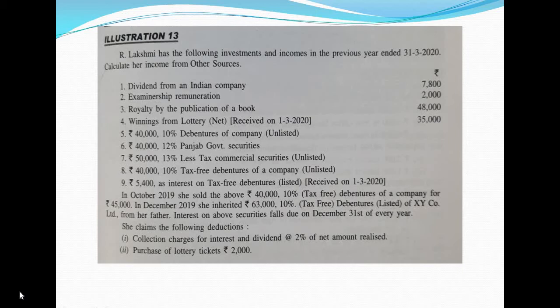But now if you look at the paragraph after point number 9, it says that in October 2019, she sold the above investment of rupees 40,000 10% tax-free debenture of a company for rupees 45,000. So it means that the investment made in point number 8, the 40,000 10% tax-free debenture, has been sold off in October 2019, and she has sold it at rupees 45,000. So remember, this profit that she made will be taxable under the head capital gain.